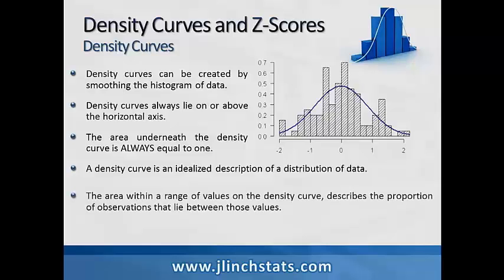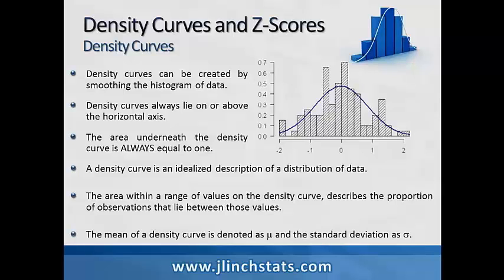The area within a range of values on the density curve basically describes the proportion of observations that lie between those values. And we're going to see in the case of almost all our density curves here that we're dealing with continuous data. And when we want to begin to find probabilities that data falls within a certain range of values, then we're going to take a look at the area within the range of those values underneath the density curve. And that basically will give us the proportion of observations that lie between those particular values, and accordingly will give us a probability associated with that.